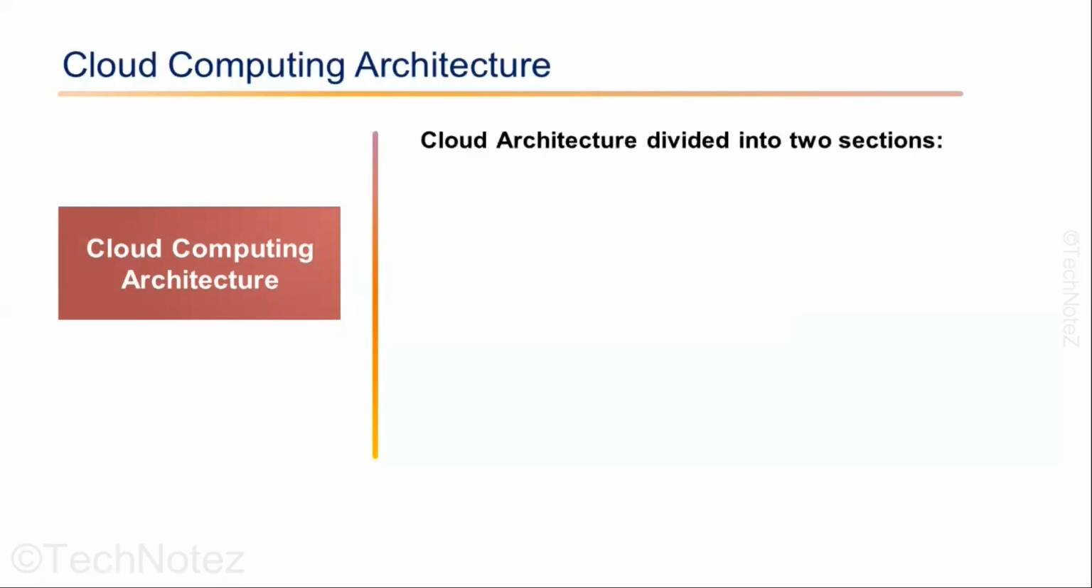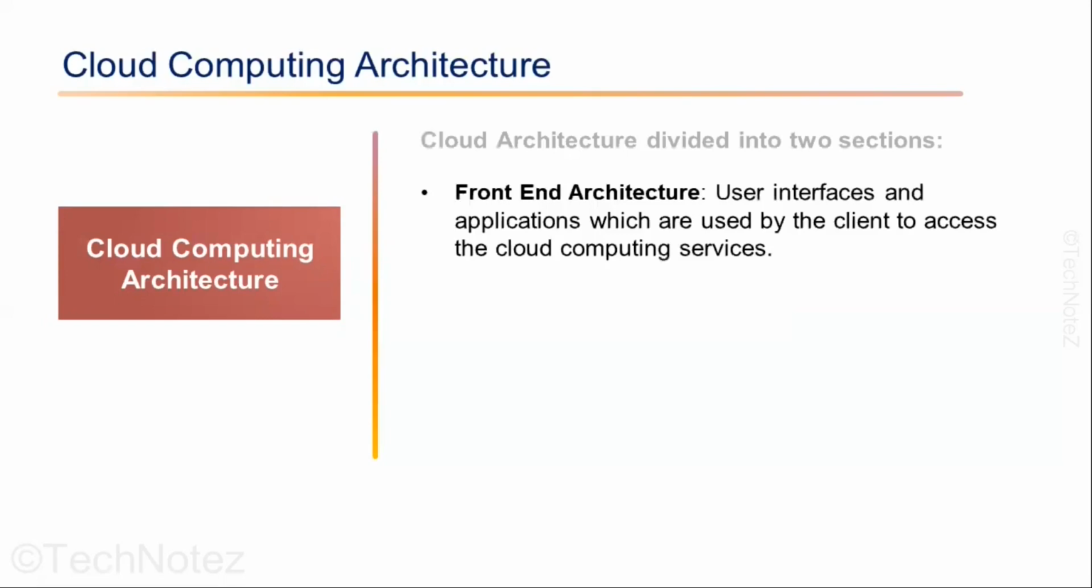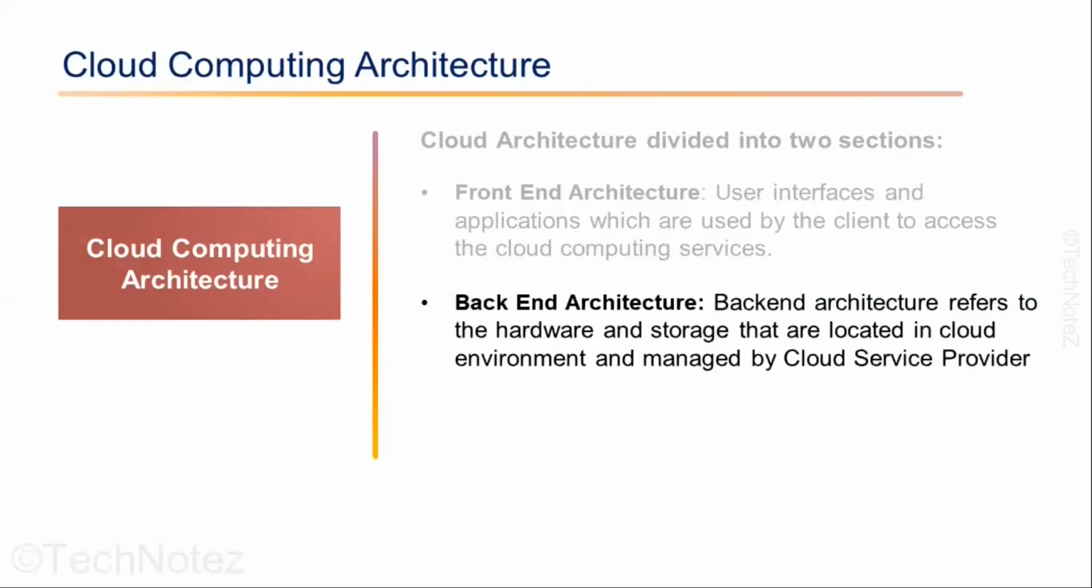Cloud architecture is divided into two sections. Front-end architecture. Front-end architecture includes the user interfaces and applications which are used by the client to access the cloud services. The front end includes components like local network, web browser, and web applications. Front end allows the user to interact with the back end of the cloud computing. The back end responds to the queries asked by the front end. Backend architecture. Backend architecture in the cloud refers to the hardware and storage that are located in the cloud environment. So let's talk more about front end and back end architecture of the cloud computing.